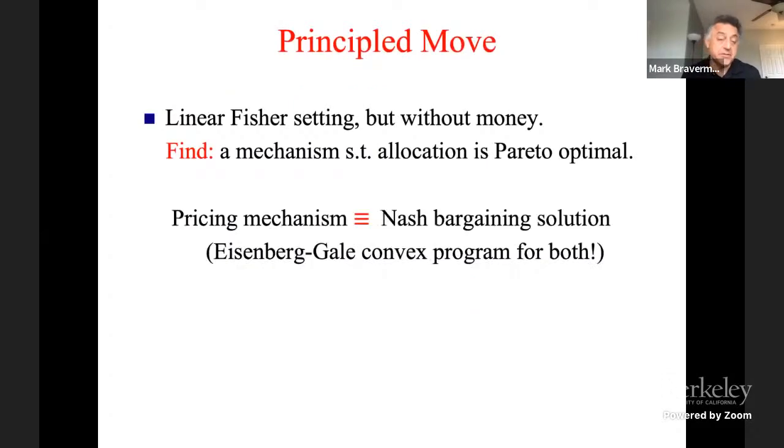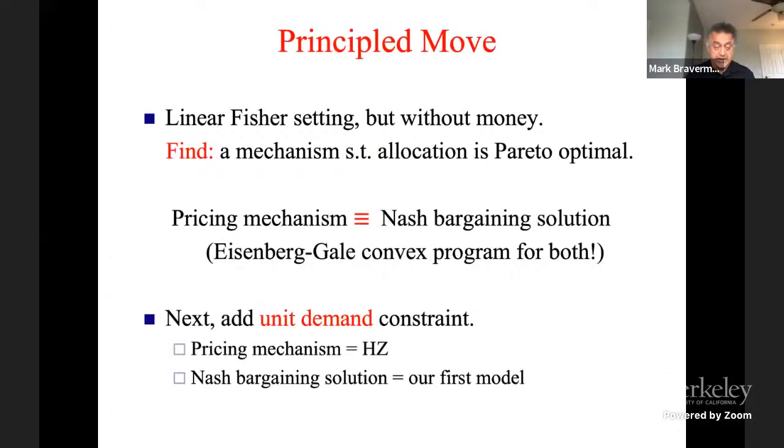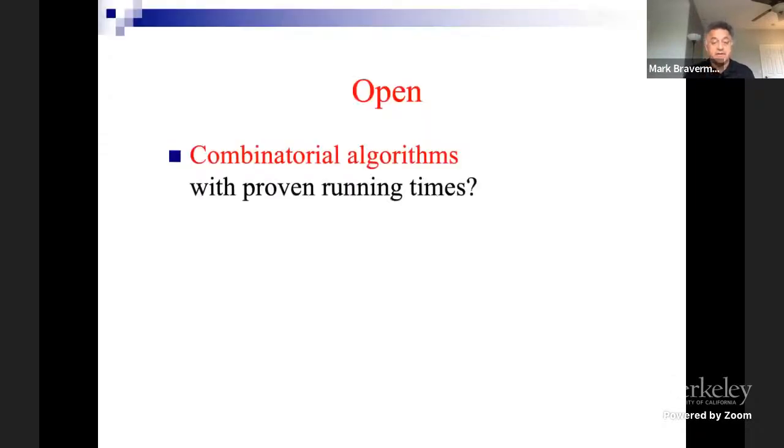And this is a principal move because it really, in a deep way, connects linear Fisher markets with Nash bargaining and the Eisenberg-Gale convex program. And you can look up more details in the paper because I've run out of time. The one question that we leave open is, are there combinatorial algorithms with proven guarantees? The paper that I mentioned gives the first answer to this question, but I'm sure there'll be many more answers, and I hope many more questions, because there are so many models to be studied here. Thank you.